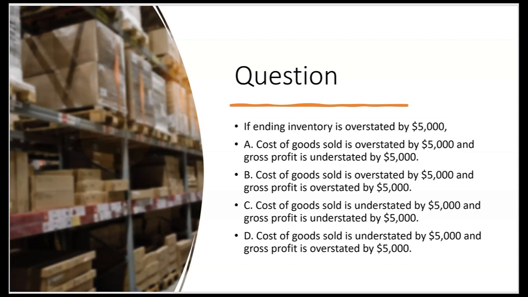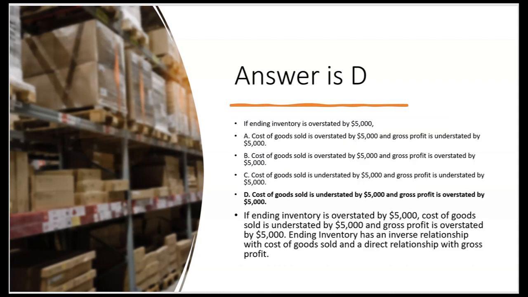Let's go to C. Cost of goods sold is understated by 5,000 because there's that inverse relationship between ending inventory and cost of goods sold. Okay, I'm good with you there. And gross profit is understated by 5,000. Well, wait a minute. Ending inventory has a direct relationship with gross profit. So if ending inventory is overstated by 5,000, gross profit has to be overstated by 5,000 also because they have a direct relationship. So C is out. The answer must be letter D. So be ready for a question just like this.